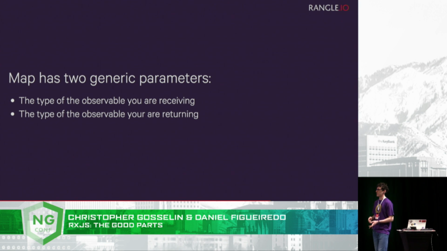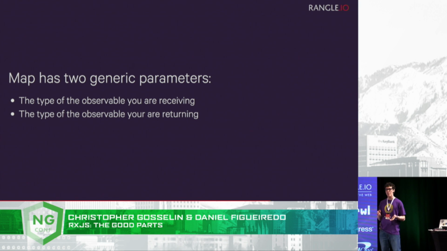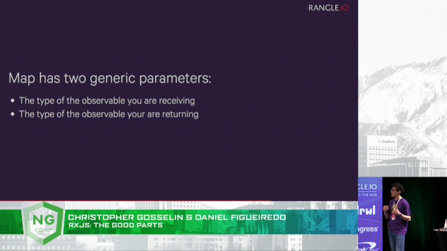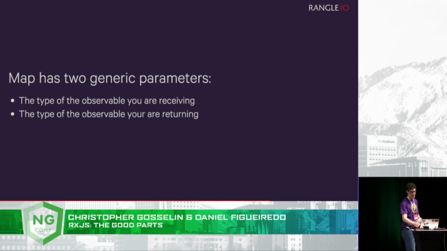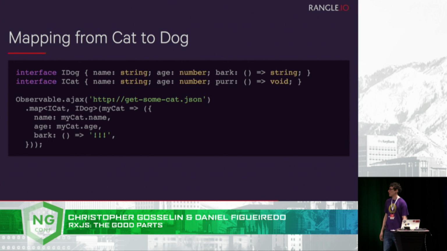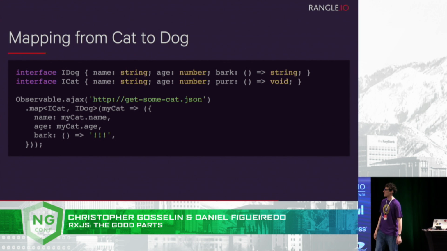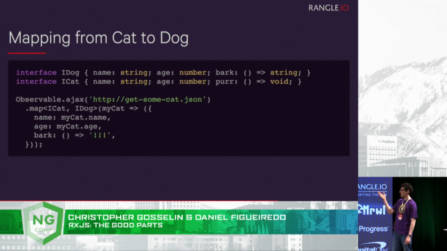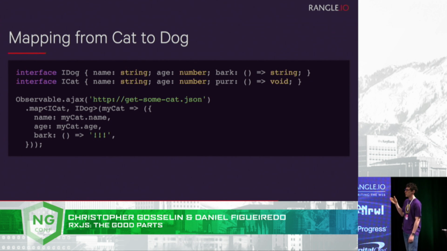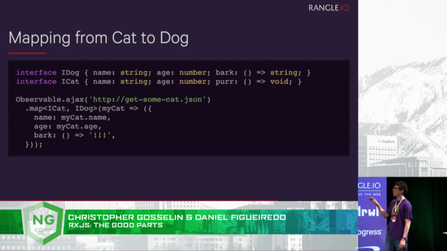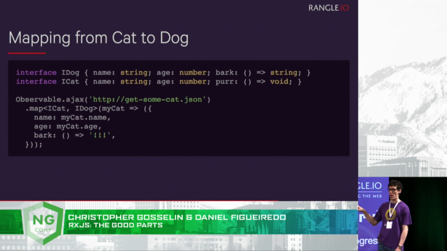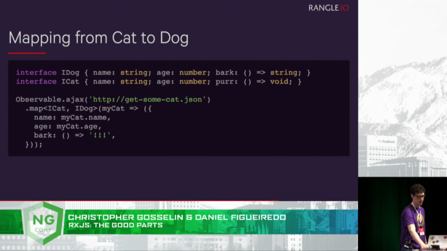In this case, map has two generic parameters. The first one is the type of the observable you're getting in. So let's say we are receiving a cat, as we've seen previously. And the second is the type that you're going to return after. I'm basically mapping from the first type to the second. And the way that I can do this is by providing these two arguments in my operator. So let's say that I want to get this resource. I know that the type I'm going to receive is a cat. And all I want to do is map it to a dog. TypeScript will fail if what I'm returning is not a dog, which is also pretty cool.